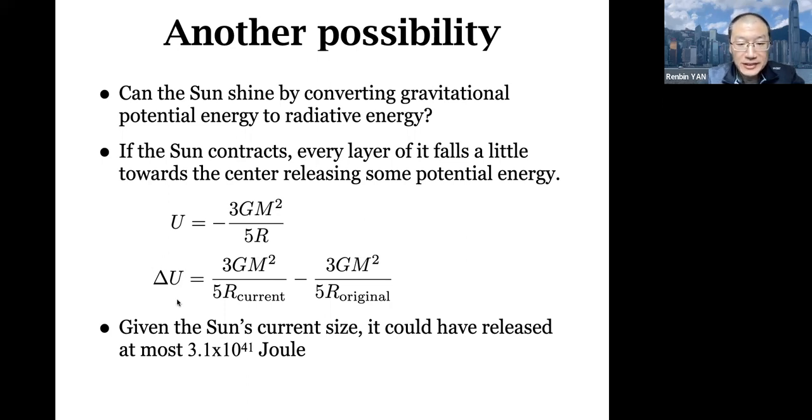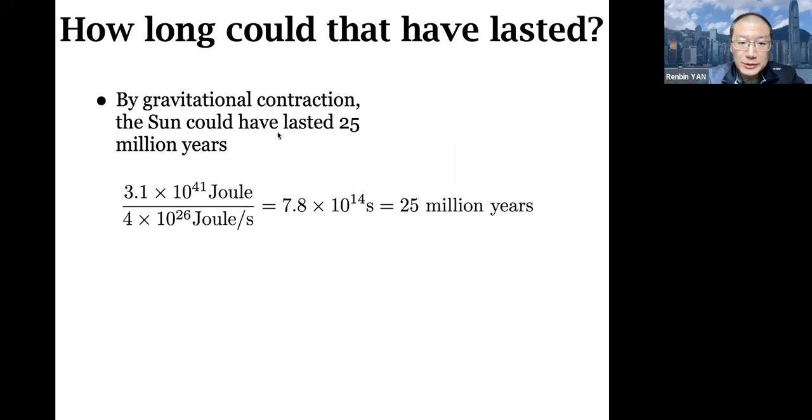And that net amount of energy, if you convert that to light, you can actually power a lot of light. Given the sun's current size, it could have released at most 3.1 times 10 to the 41 joules of energy. Is this enough to power the sun for billions of years? We can see whether that's correct. We again take the total amount available divided by the rate of consumption, and we found the answer is about 25 million years.